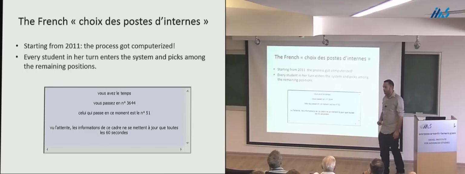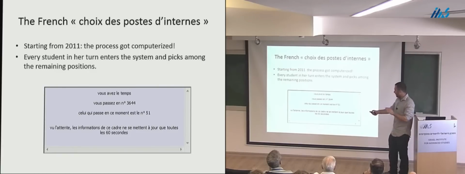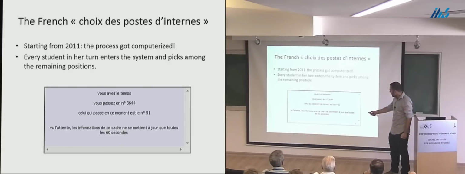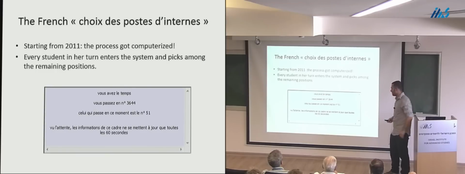In 2011, they got computerized, okay? So now they don't have a giant hall, they just have a website, and you go into this website, and this is a picture from the frequently asked questions on the website. Let me sort of translate, I don't actually know French. So it says, you still have time. Your score was number 3,644 in the national exam, and right now number 51 is choosing a position. So you can go to the toilet, you can do whatever you want, you still have time, okay?